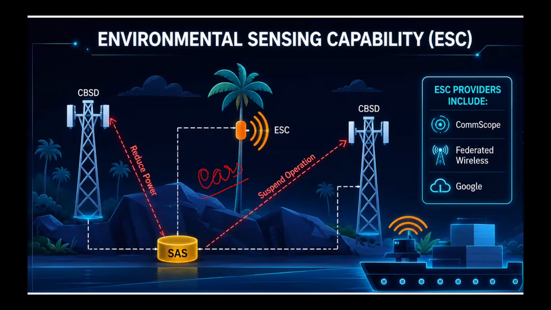The SAS may require an affected CBSD to change frequency or stop transmitting on the affected spectrum, or it can also instruct it to reduce power. So remember, ESC detects, SAS decides, and CBSD follows.